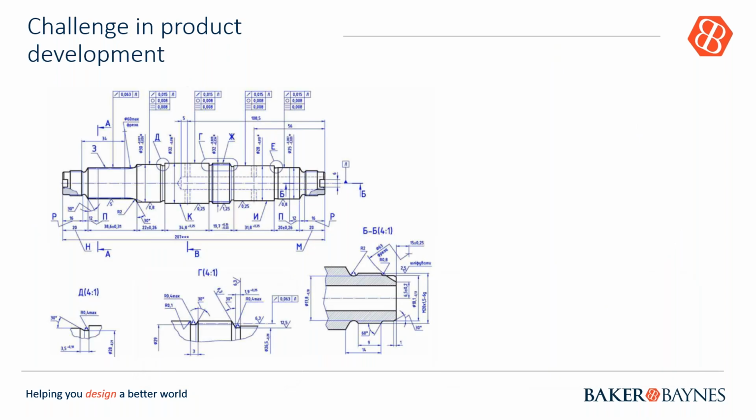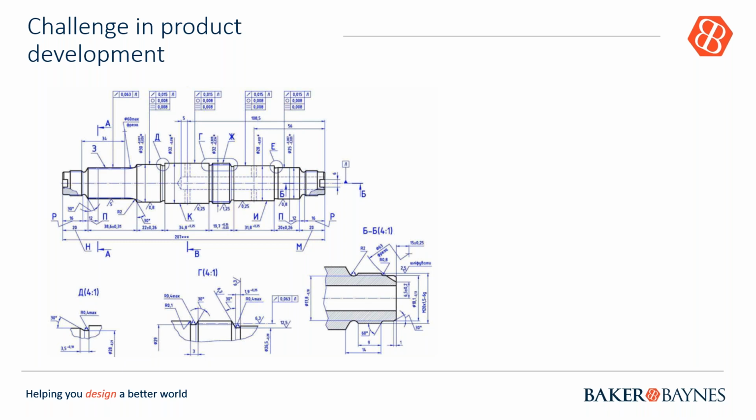So some of the challenges in the development is that we've seen all of these. On screen you'll see that there's quite a bit of tolerancing going on in a simple shaft. For instance, there's a lot of surface textures there. There's dimensions. There's details of what needs to happen.